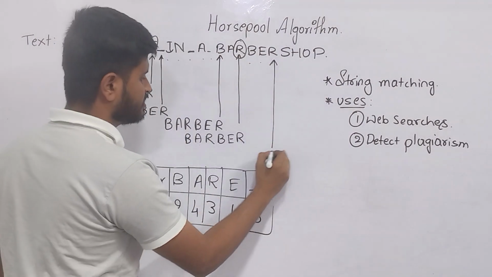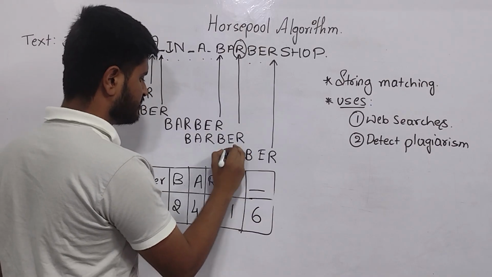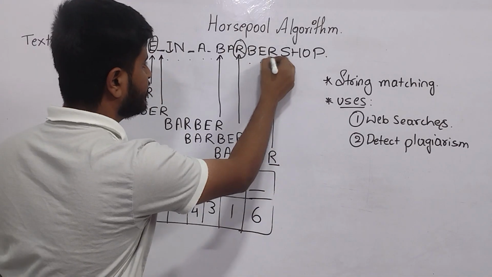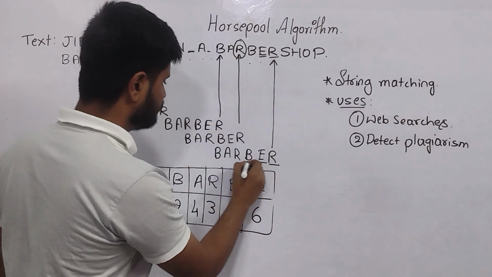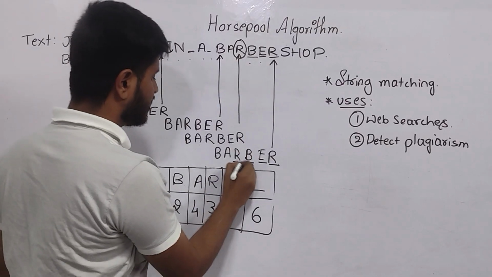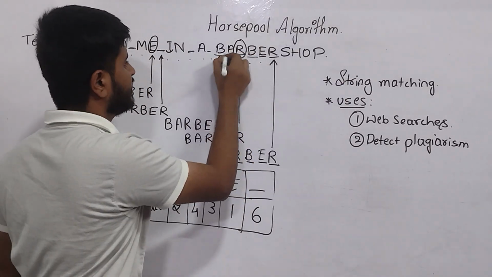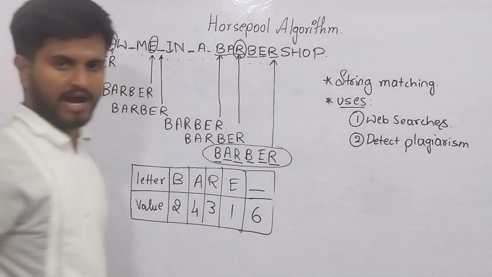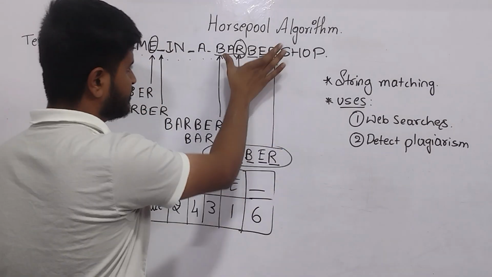So if you jump 3, R, E, B, R, A, B. Now if you see, R and R is same, E and E is same, B and B is same, R and R is same, A and A is same, B and B is same. Now here we matched the pattern in the text. That is, we searched the pattern in the text.